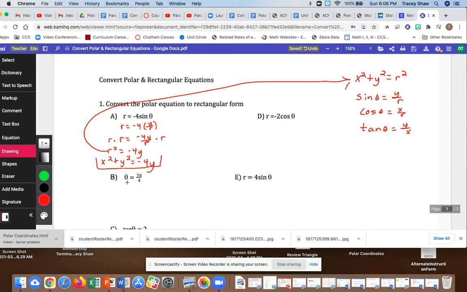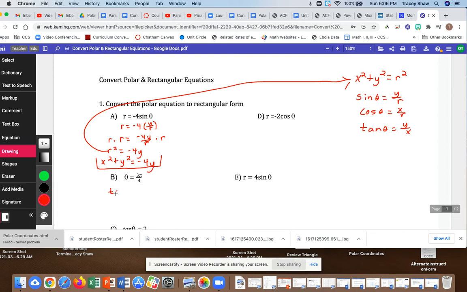Let's look at B. It says theta equals 3 pi over 4. The r parameter is not here. What I want to do now is, I guess I could actually just pick my favorite trig function. One thing I do want to consider, if I choose sine, then that's going to put the r back in here. If I choose cosine, that's going to put the r back in here. Tangent doesn't have an r value in it. It has a y and an x, which I'm actually trying to get to. So I'm going to use tangent.